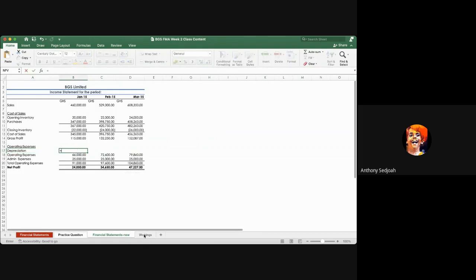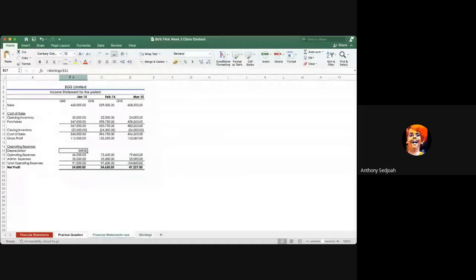Then I reference the depreciation amount over here. It's going to be the same throughout. So let me use absolute cell referencing, and then I'll autofill to the right. This, and then I'll copy the formats. So at the moment, the total operating expenses is not picking the depreciation value. So let me add that to it, plus depreciation.